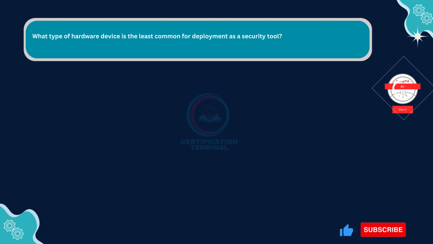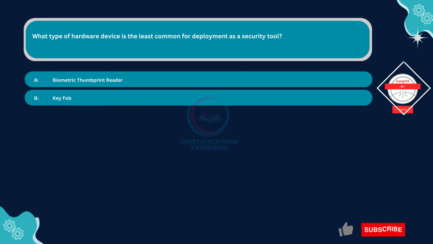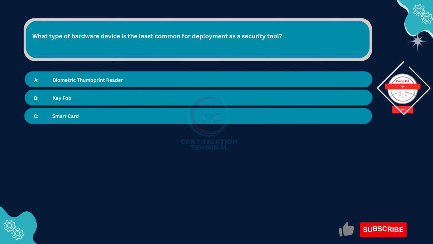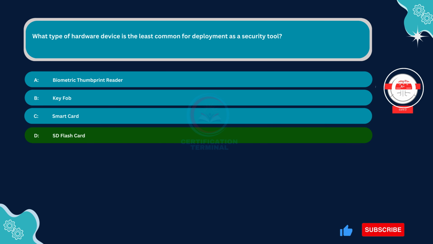Next question. What type of hardware device is the least common for deployment as a security tool? Option A, biometric thumbprint reader. Option B, key fob. Option C, smart card. Option D, SD flash card. The correct answer is option D, SD flash card.